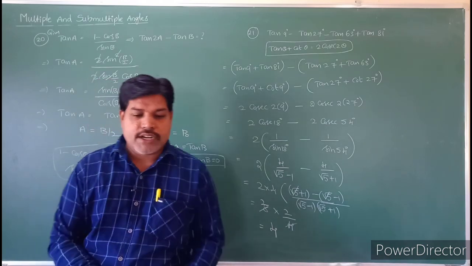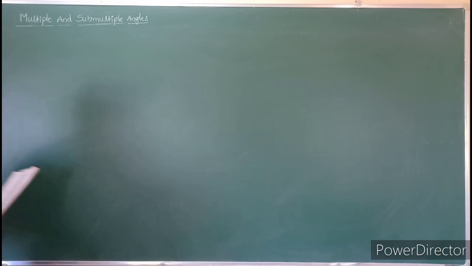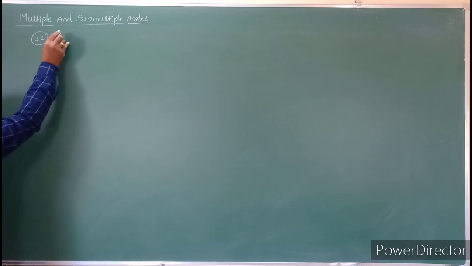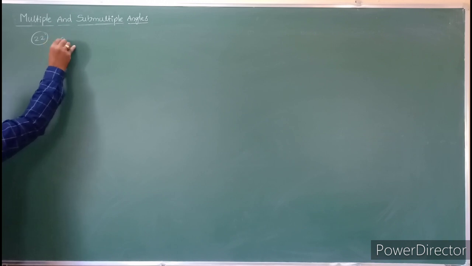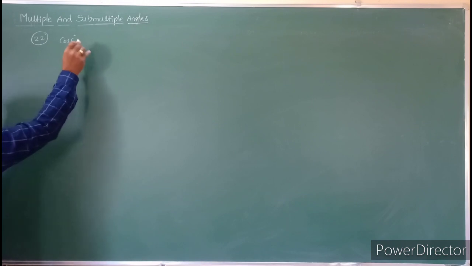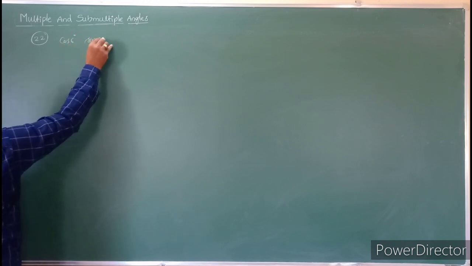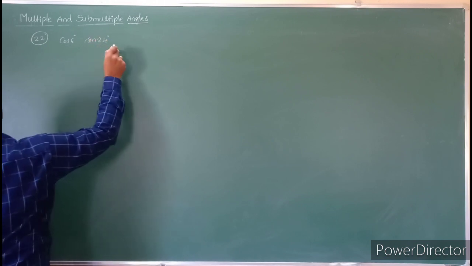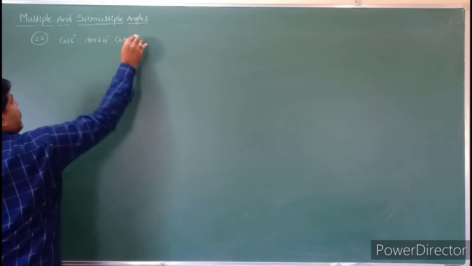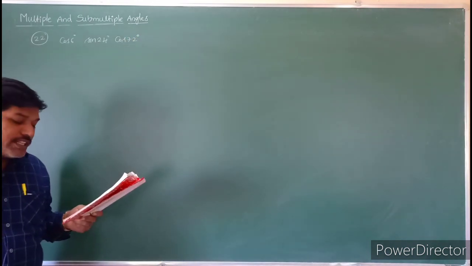Okay, so see that question, students. See the question number 22. So what is the question number 22? See that question, students. Cos 6 degrees into sine 24 degrees into cos 72 degrees.